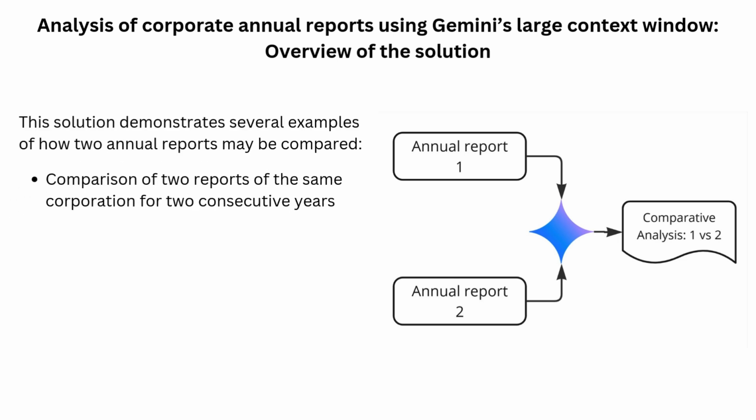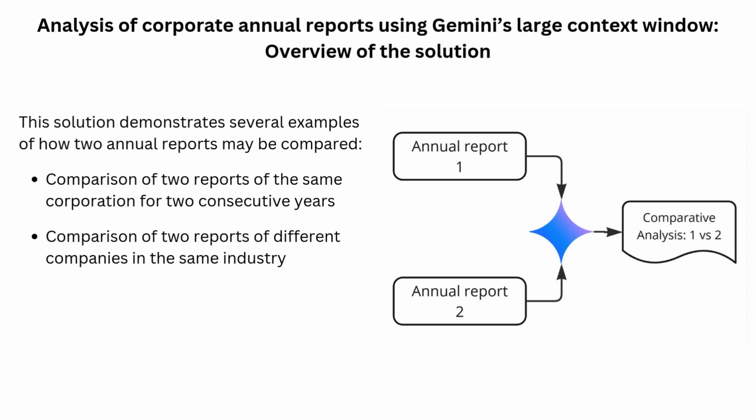In the first example, there are two reports of the same corporation for 2 consecutive years. So the goal of the analysis is to demonstrate the dynamics of changes in the company. The following examples are based on reports from different companies in the same industry. One example shows a direct comparison of 2 companies. And the final example demonstrates the scenario in which caching of one of the reports is used.